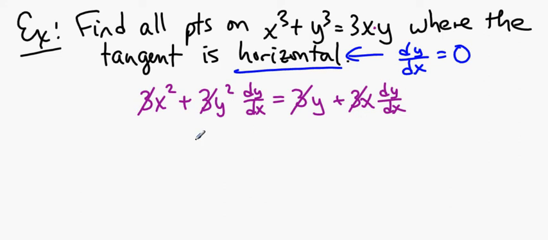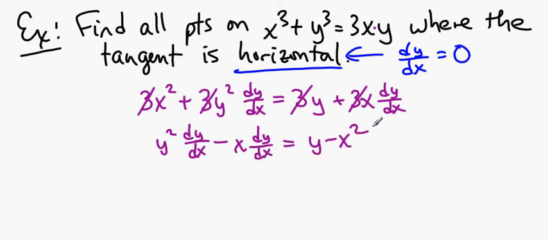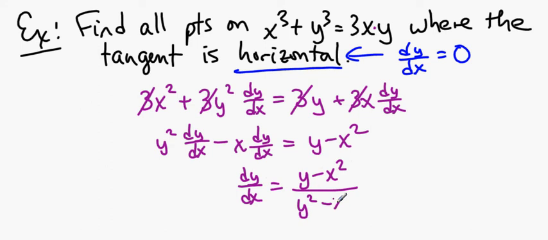So then I'm going to collect the dy dx terms to one side and then kick that over to the other side. And then what? Well, then we suck out this dy dx and divide. So dy dx appears to be y minus x squared over y squared minus x.